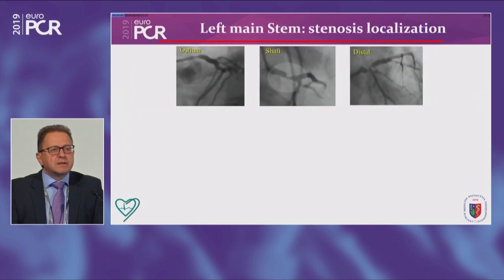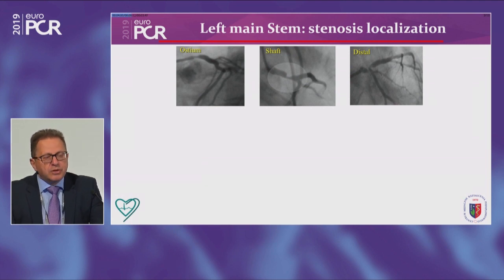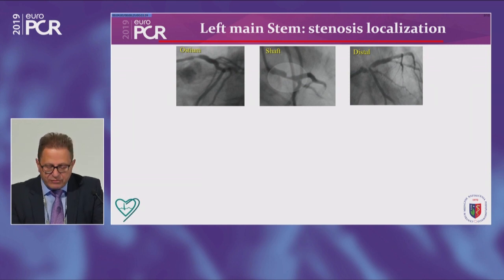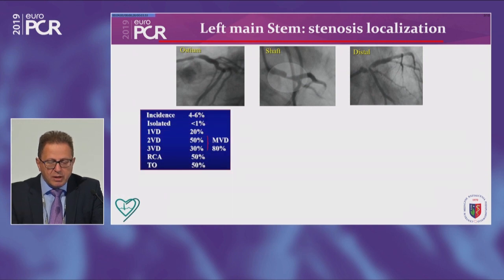We know very well how important the left main is for the coronary vasculature. We know from anatomy studies that this part of the coronary vasculature is affected by atherosclerosis. Depending on the place, we can distinguish ostium, shaft, and distal position. Today we will be talking about the distal one. We know that the incidence is up to 6%.